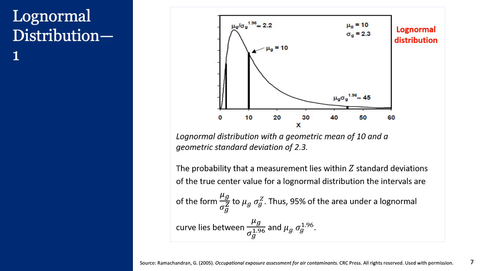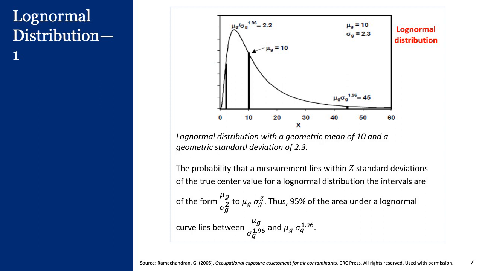What this slide shows is a typical log normal distribution curve. And as you can see, we have some parameter x on the x-axis, and the y-axis is the probability density function. And unlike the previous slide, now we have a skewed shape to the curve.